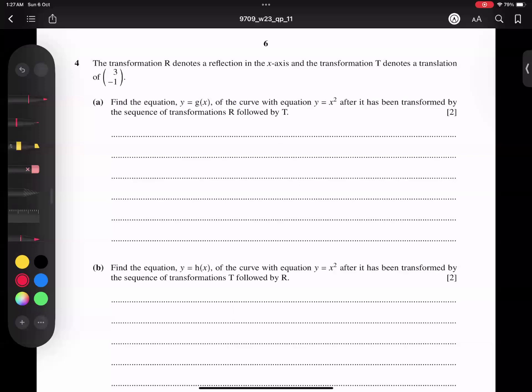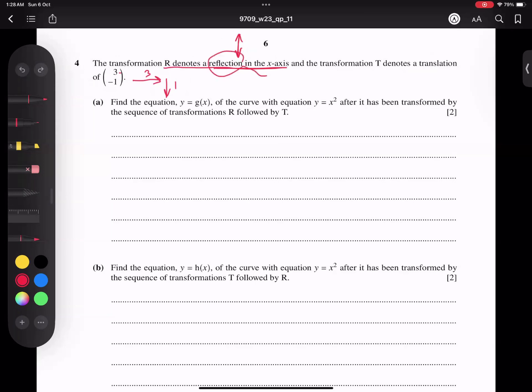I am going to discuss now the October 2023 variant 11, question number 4. It says in this question, transformation R denotes the reflection in the x-axis, so it can be up or down, along the y-axis. And translation T denotes the translation (3, -1). The -1 is also along the y-axis. 3 is along the x-axis, but this one represents downwards. So they are coming in the same direction.